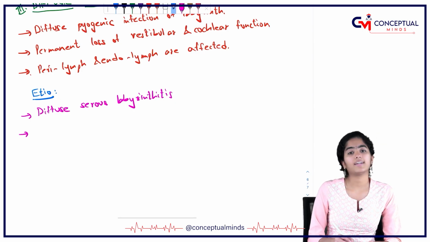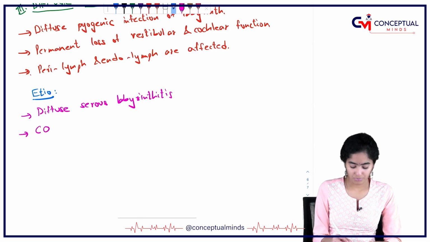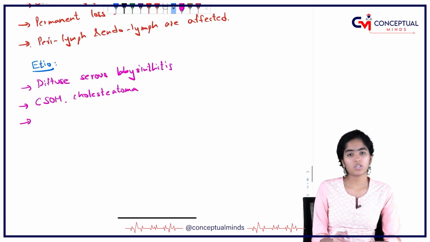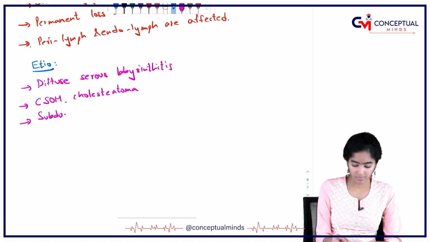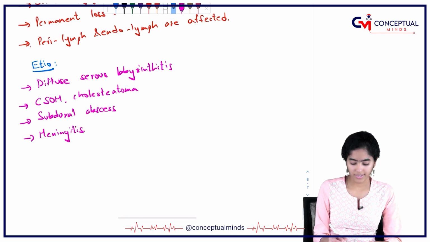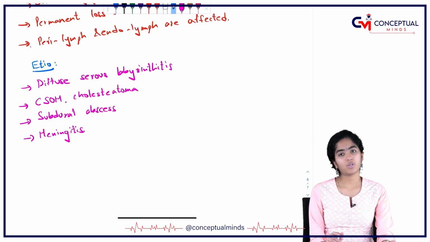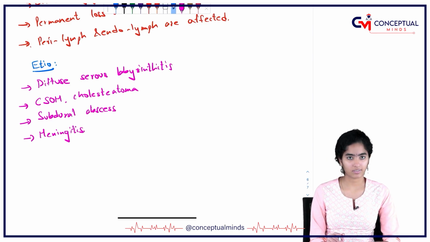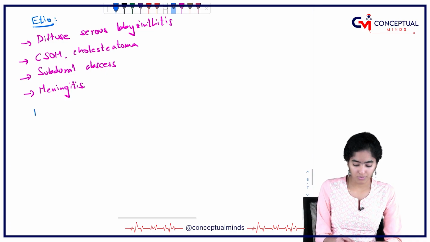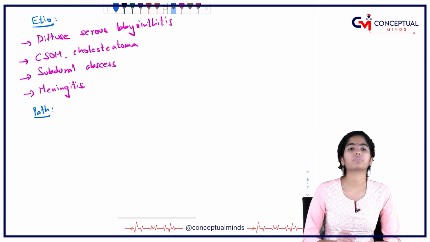Next, it can also occur because of chronic suppurative otitis media and cholesteatoma. And it can also occur because of a subdural abscess or meningitis. These are the various causes by which diffuse suppurative labyrinthitis can occur. Now let us look at the pathophysiology of this disease.